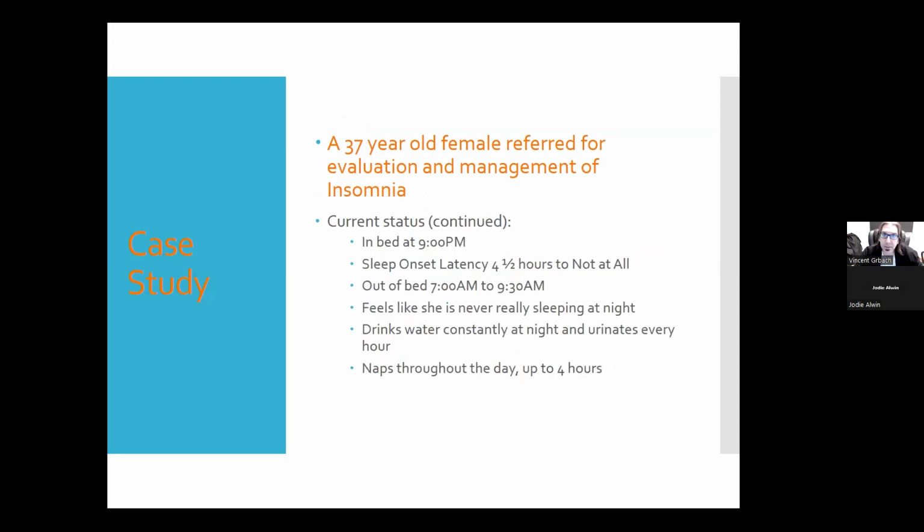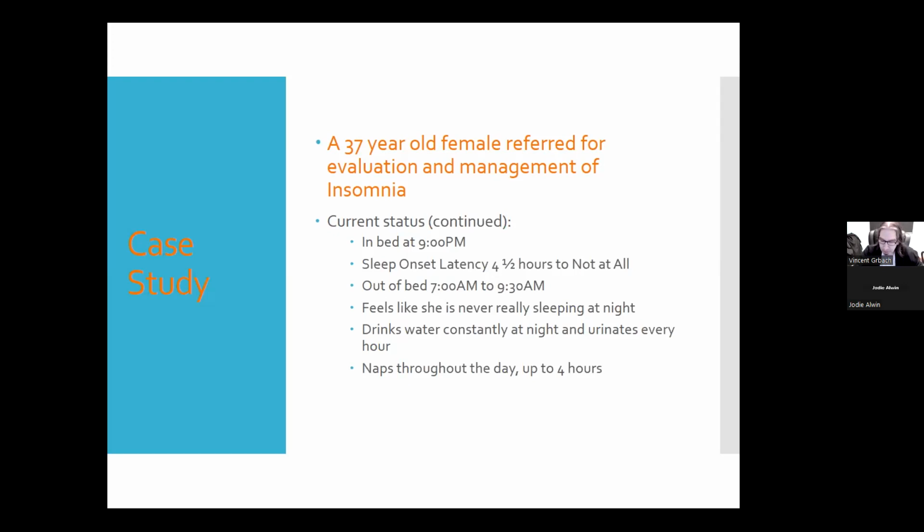What she told me at the first visit was that she was in bed at 9:00 p.m. Her sleep onset latency was about 4.5 hours at that time, so she wasn't falling asleep till about 1:30 a.m. Some nights she says that she wouldn't sleep at all. She would be out of bed anywhere between 7 a.m. and 9:30. She felt like she was never ever really sleeping at night because she was literally waking up every hour to urinate because of her uncontrolled blood glucose.